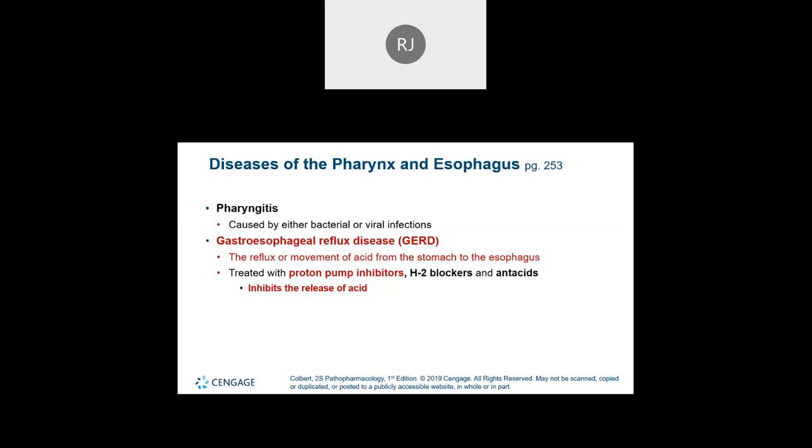On page 253, it has some common diseases of the pharynx, such as pharyngitis. It's caused either by bacterial or viral infections. And then we have GERD, which is the reflux or movement of acid from the stomach to the esophagus. GERD is treated with proton pump inhibitors, H2 blockers, and antacids. And those types of treatment inhibit the release of acid.